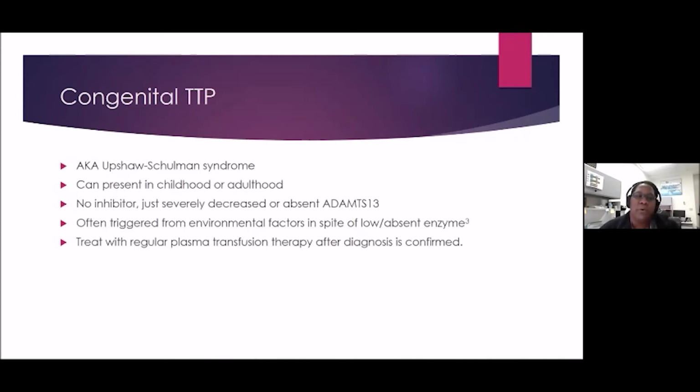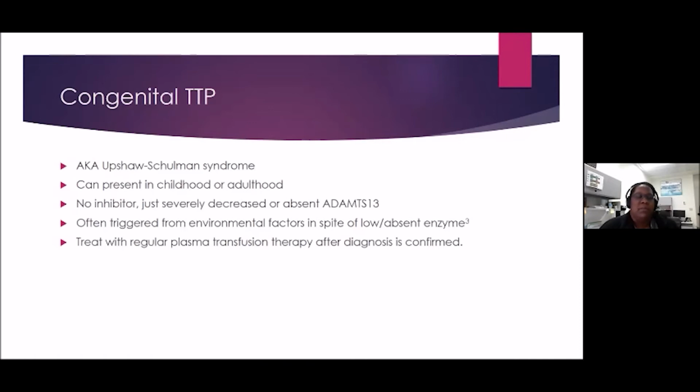The other name for it is Upshaw-Schulman syndrome. The interesting thing is it can present in childhood or adulthood. And it's due to no inhibitor. You just have severely decreased or absent ADAMTS13. And what happens is you would think if they don't have ADAMTS13, then they would thrombose immediately.